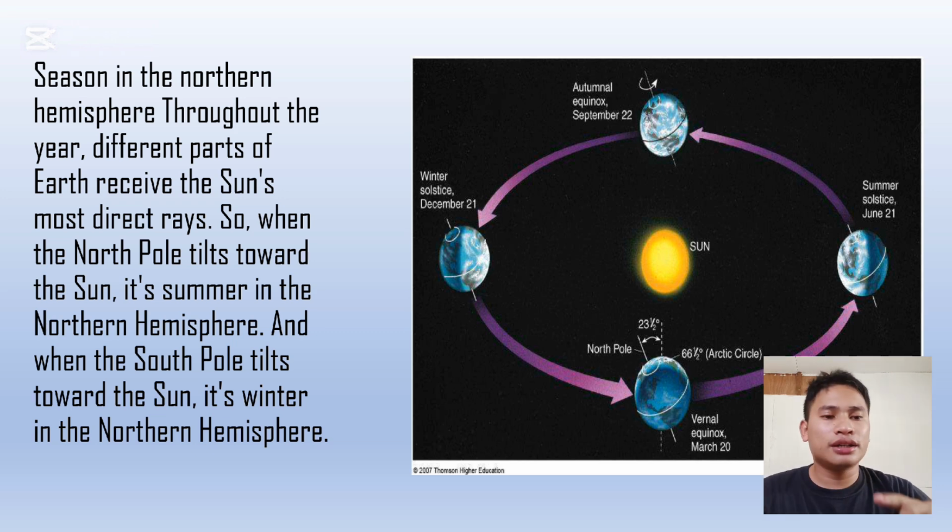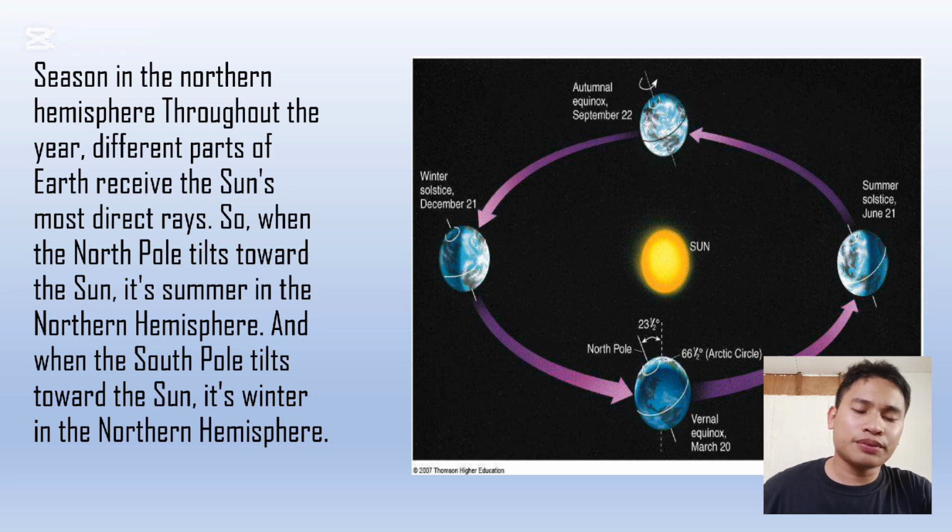Naga-rotate siya sa axis, pagkatawag na imaginary line. So samtang maga-rotate siya sa imaginary line, which is the axis, equivalent siya ng 1 day, so 24 hours. Then samtang maga-rotate siya around the sun, equivalent siya ng 365 days. So through the year, maka-experience kita ng 4 kinds of seasons, which is the summer, winter, autumn, and spring.